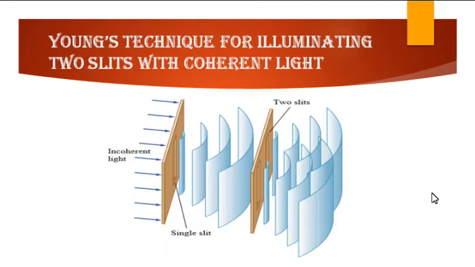Now let us see this image. This is Young's technique for illuminating two slits with coherent light. Let me explain what the image shows. The single slit on the left serves as a source of coherent light. So light is falling as incoherent light, but the first slit behaves as a source of coherent light.